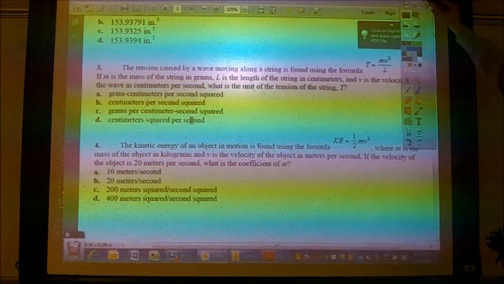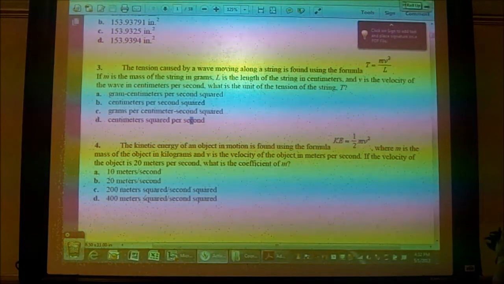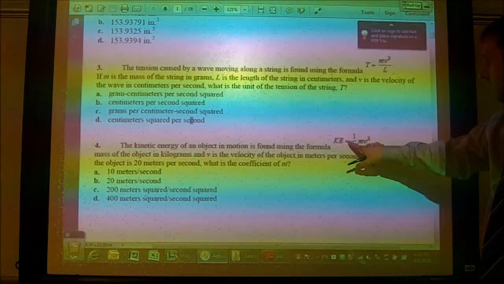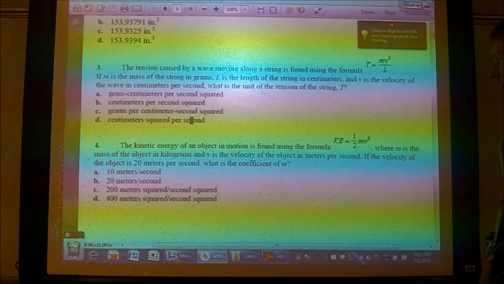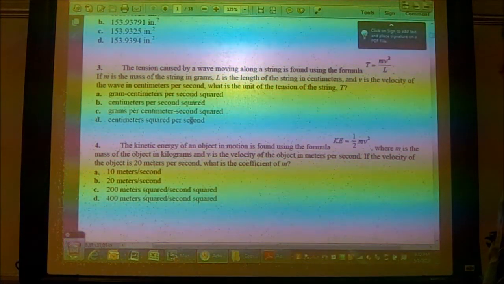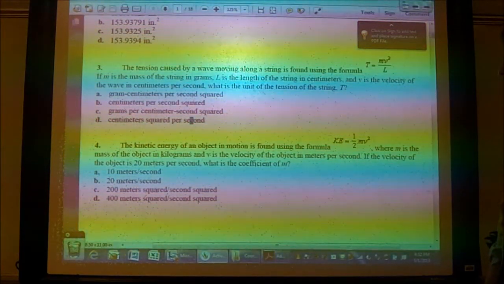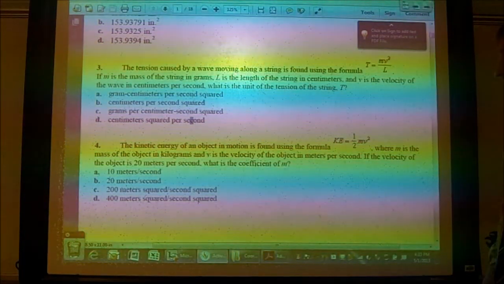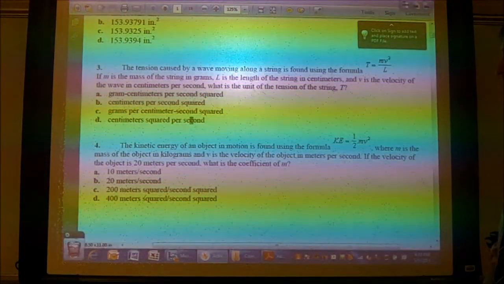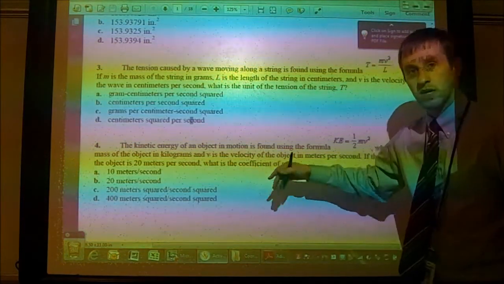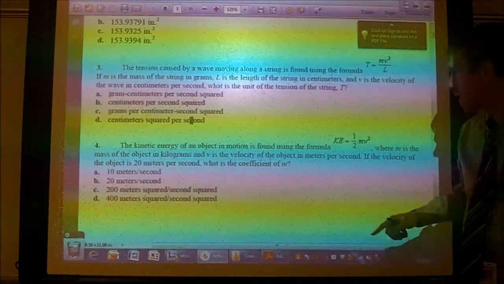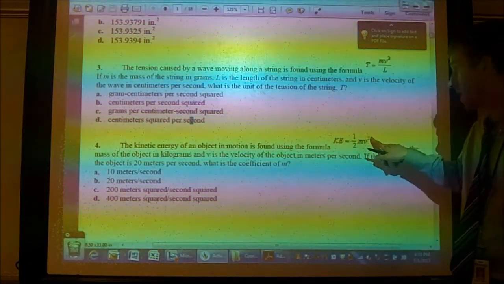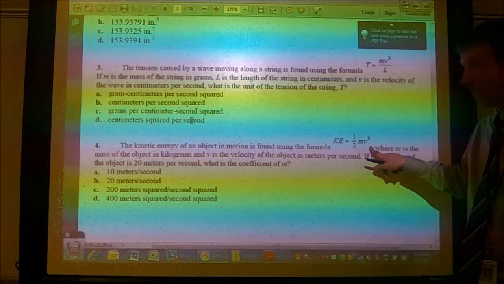The kinetic energy of an object in motion is found using the formula KE equals 1/2 mv squared, where m is the mass of the object in kilograms and v is the velocity of the object in meters per second. If the velocity of the object is 20 meters per second, what is the coefficient of m? Coefficient means what is m multiplied by, okay? And right now it's being multiplied by 1/2, but it's also being multiplied by velocity squared, okay?